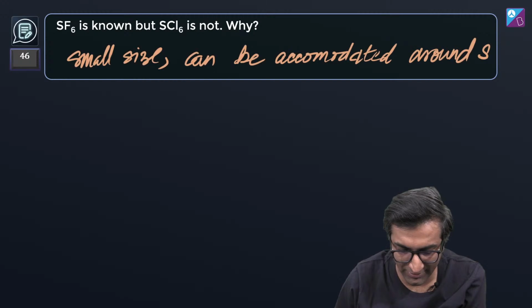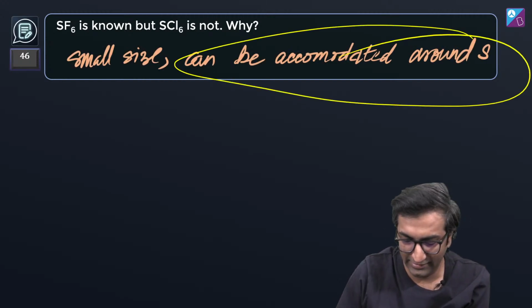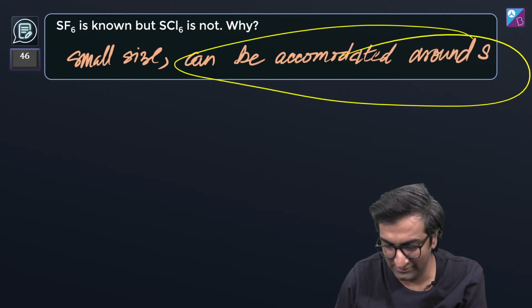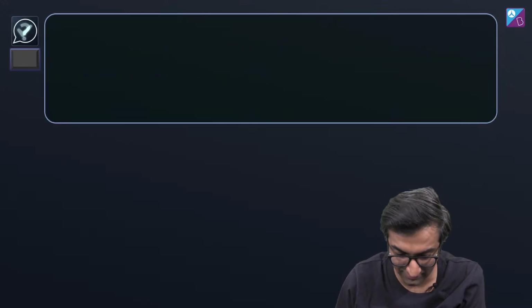F छोटा सा है, chlorine बड़ा है, so it cannot be accommodated. Let's move on. I don't want you guys to give me an answer to this one. This is just theory. Please remember it. Let's move on. ठीक है?